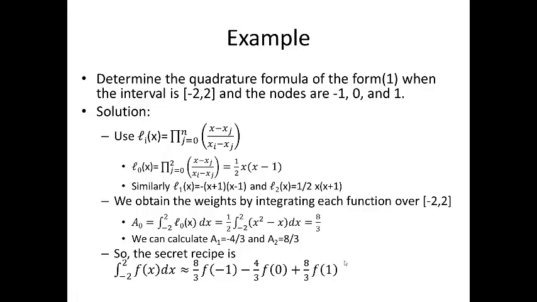As a check of this work, we can verify that the formula gives exact values for the three monomials, that is 1, x, and x squared. By linear algebra, the formula provides correct values for any quadratic polynomial, because we can combine those into a linear form.